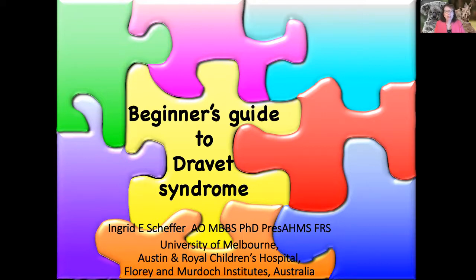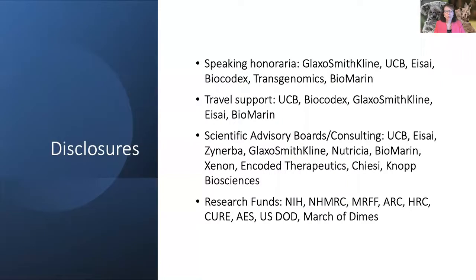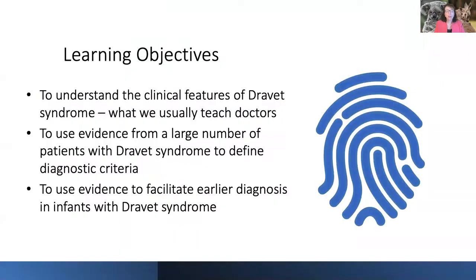So let's start with my disclosures and move to learning objectives, which are to understand the clinical features of Dravet syndrome. I'm going to start by going through what we have historically taught doctors about how to diagnose it. And then I'm going to share with you the evidence from a large cohort of patients with SCN1A associated Dravet syndrome to use that to define the diagnostic criteria.